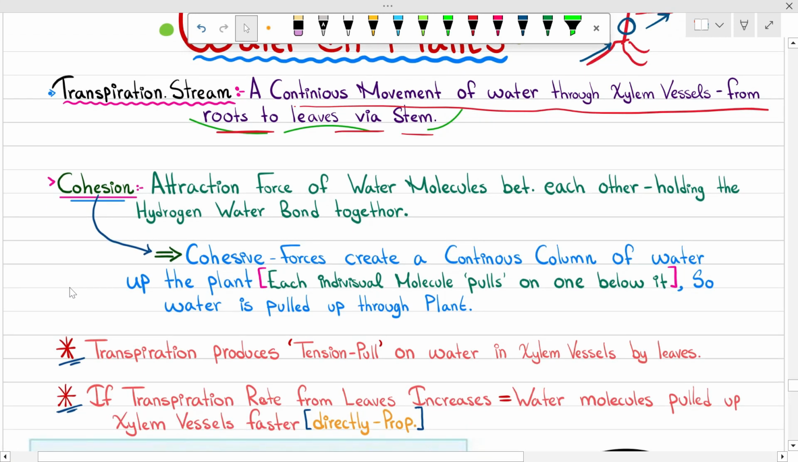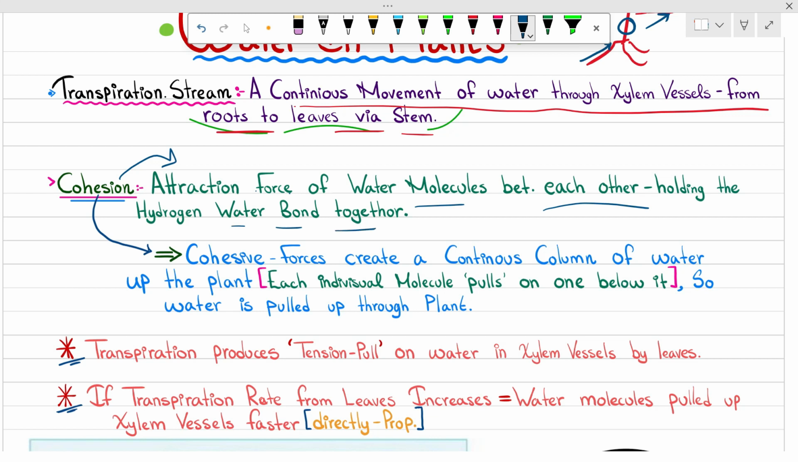This is because of cohesion forces or cohesive forces. Cohesion is the attraction force of water molecules between each other, holding the hydrogen-water bond together. So we all know that water is held together by hydrogen bonds, and these hydrogen bonds attract each other. So this attraction force between water molecules holds the hydrogen-water bond together, and this creates a continuous column of water up the plant because each individual water molecule is using cohesive forces between the hydrogen bonds to pull upon the one below it, and this way water is pulled up through the plant.